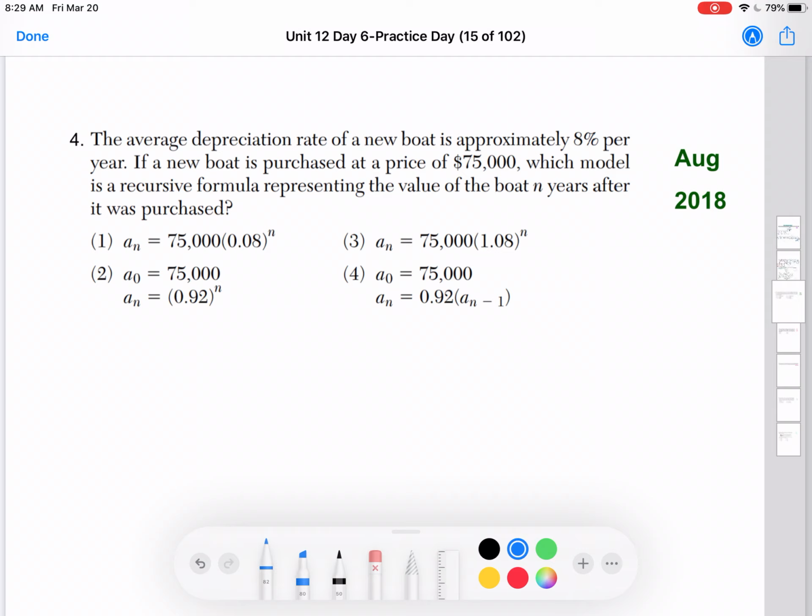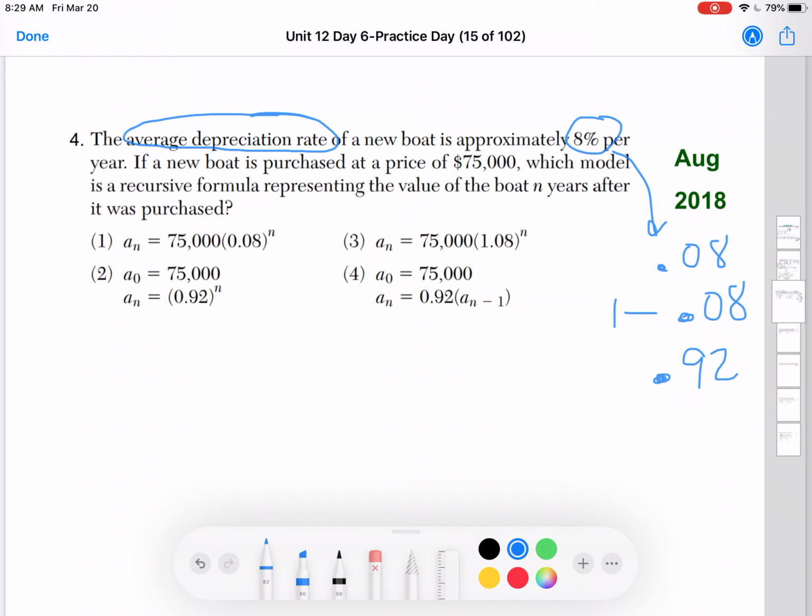Okay, the average depreciation rate. Okay, so that means this is going down to depreciate, is approximately 8% per year. So look, I know right away, turn this into a decimal, and because it's going down, it's going to be 1 minus 0.08. So my rate is going to be 0.92. That's my common ratio. We know this is geometric, okay, right away. Okay, if a new boat is purchased for $75,000, so there's my a sub 1. Which model is a recursive formula.